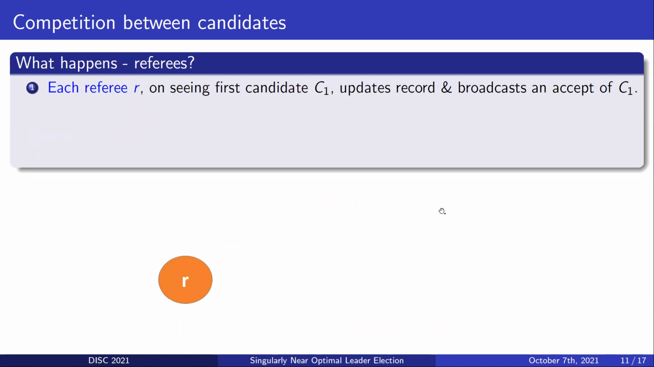Now, what's happening with the referees? Well, consider referee R. It keeps track of which candidate it said yes, you can become a leader to. So initially, it's not said yes to anybody. So the first time it hears about such a candidate, any candidate, it generates an accept message for that candidate, which is basically referee R says accept about that candidate ID, and it'll store this candidate's ID.